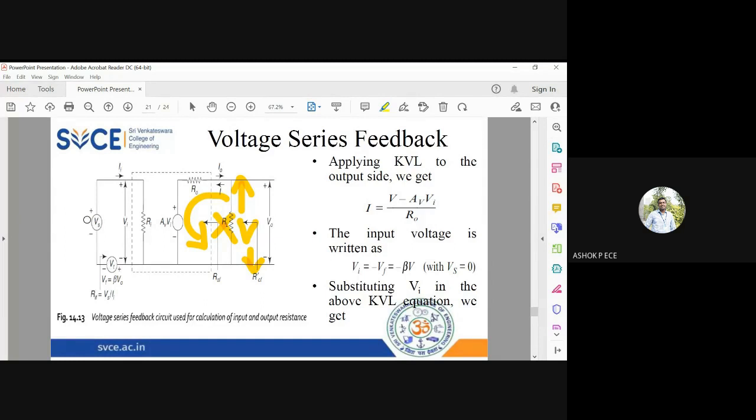Okay, and in the input side, Vs equal to 0. So if you apply KVL at the input side, you will get Vi plus Vf equal to 0, or Vi equal to minus Vf, and Vf is equal to beta into V naught, and V naught we have replaced by V, so Vi equal to minus beta V. Okay, so Vi equal to minus beta V. So substitute the value of Vi in this equation. Substitute Vi equal to minus beta into V.